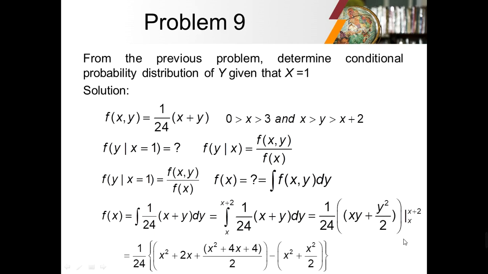So, katulad lang din yun ang ginawa natin kanina. So, 1 over 24 x times x plus 2. So, that is x squared plus 2x. Shortcut ko na. Tapos, yung x plus 2 squared is x squared plus 4x plus 4 over 2 minus x squared plus x squared over 2. Sige, parehas lang kasi yun yung sa kanina.